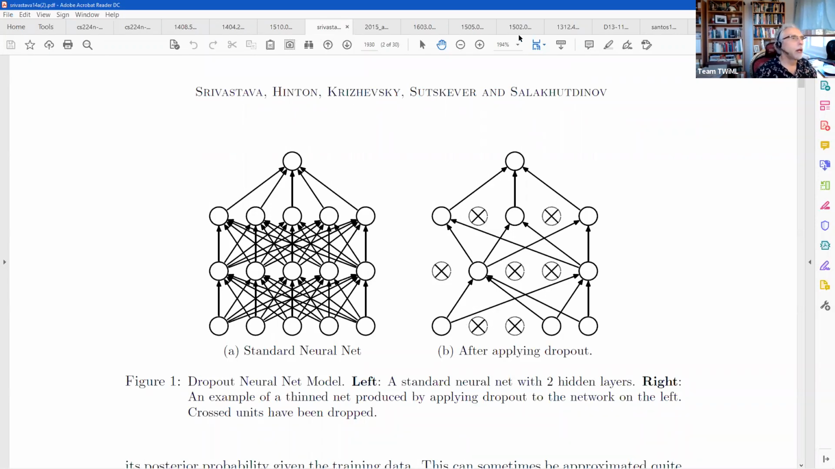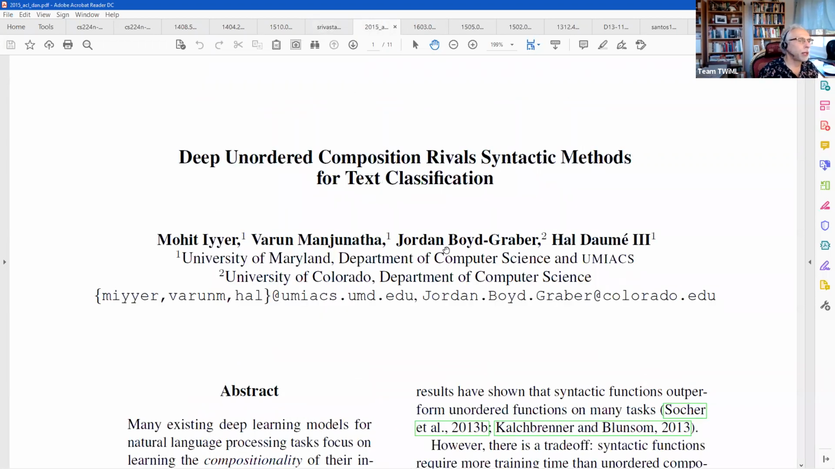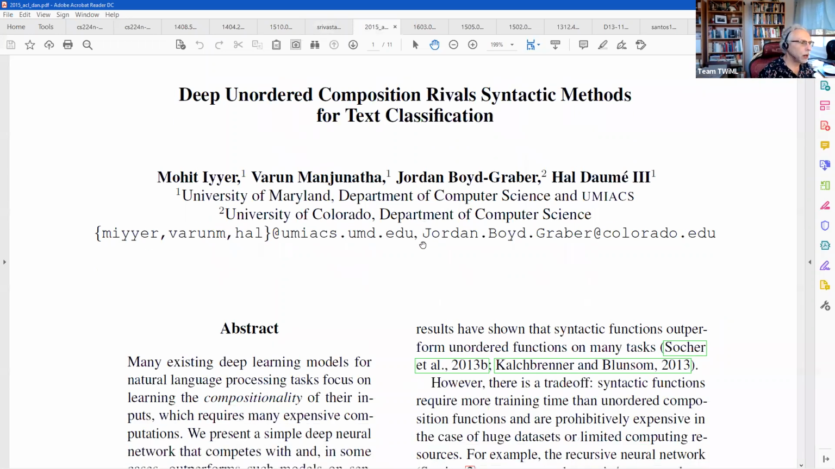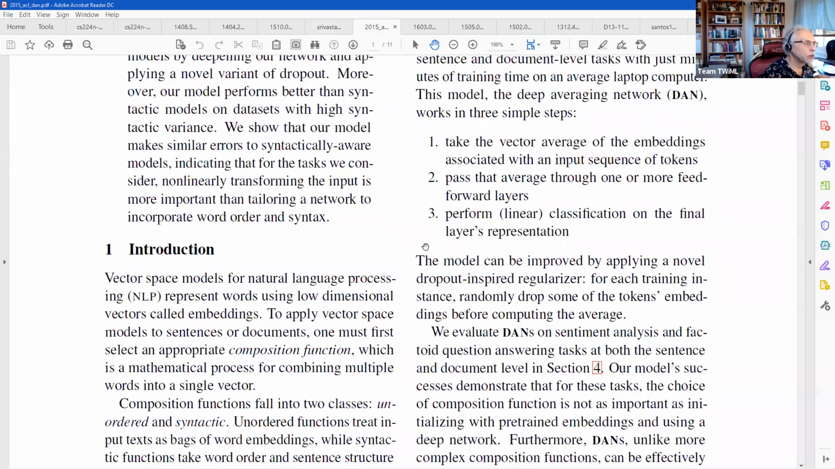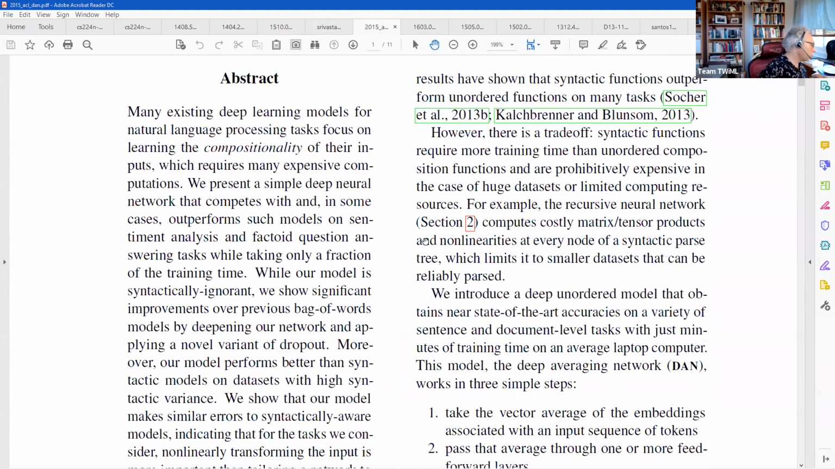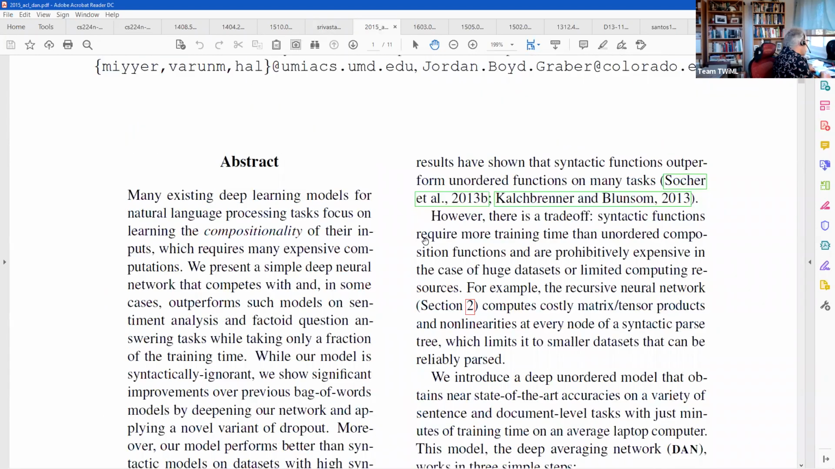Okay, so the next paper is Deep Unordered Composition Rivals Syntactic Methods for Text Classification. He refers to it as the something or other paper. I maybe could look it up, but let me see if I can find it.